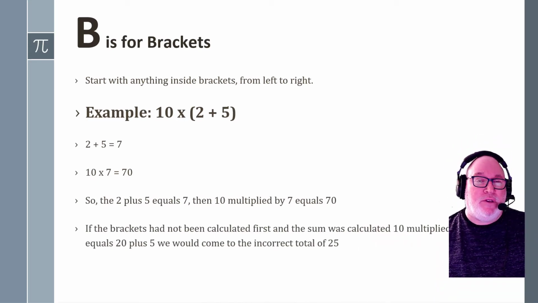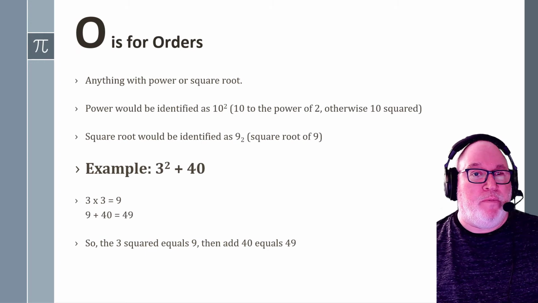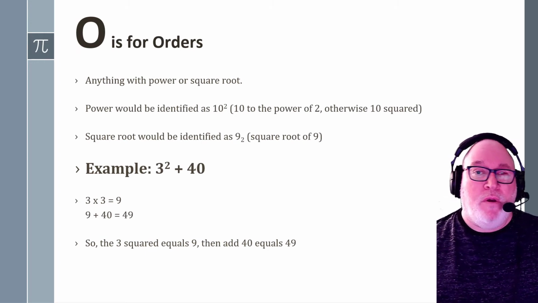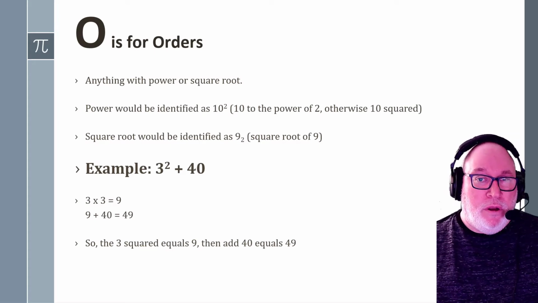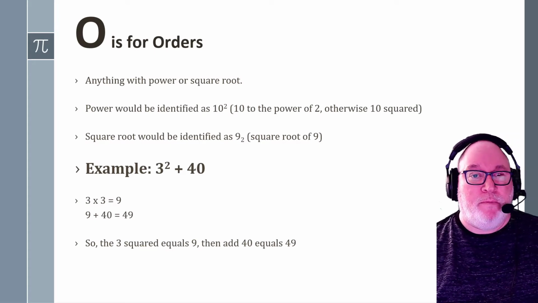Had we calculated this any other way, just from left to right, then we would have done 10 times 2, that's 20, plus 5, and the answer would be incorrectly 25. So it gives us a priority to look at. Anything in brackets you do first. Then it's the division and multiplication after orders, if there are orders there. So brackets, orders, D and M, AS, Bodmas.